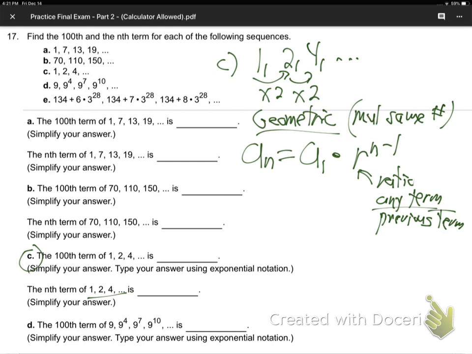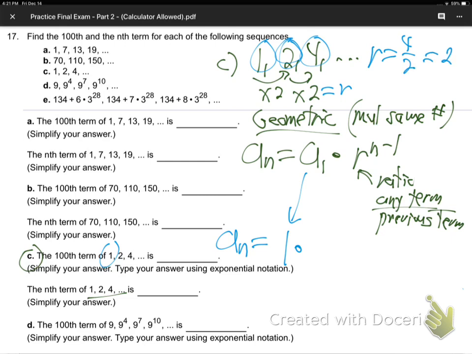So, okay, we have this formula. Let's do it. a sub n is a1. What's the first term? 1 times r. What's the r? What's the ratio? What's it multiplying by every time? That's the 2. See, if you take any number and divide by the previous, 4 divided by 2 is 2, or 2 divided by 1 is 2. Right? Any number divided by the previous term is always 2. That's the ratio. That's what you're multiplying by every time, to the n minus 1. So you don't even need the 1.